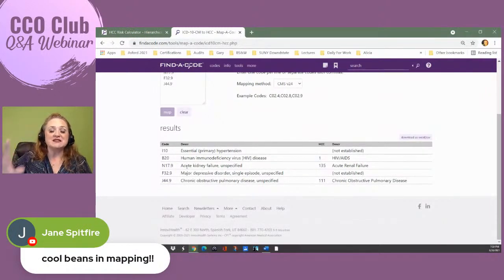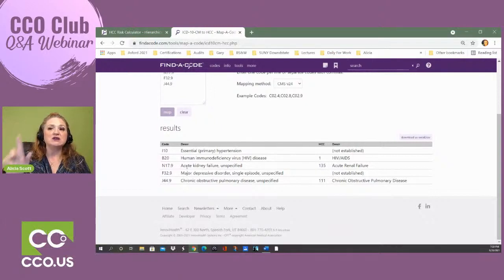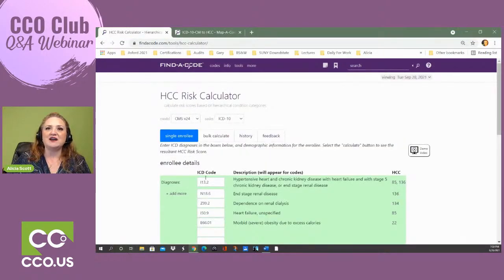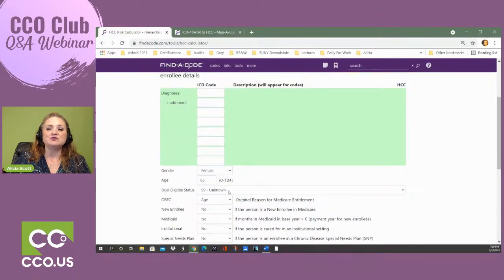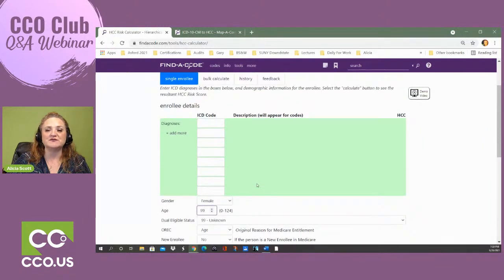It mapped them and put them in the category, told us the HCCs. Now that we know these, now let's go over here and let's find out what they are. So here you can see I was working on something. And how old do we want to make our patient? Let's make our patient 99. Oh, that would be fun, wouldn't it? It goes up to 124. You know what that tells you? There's people out there that get up to 124.